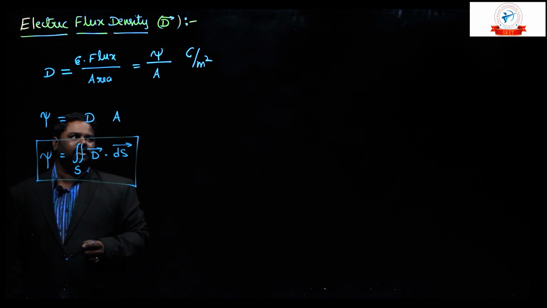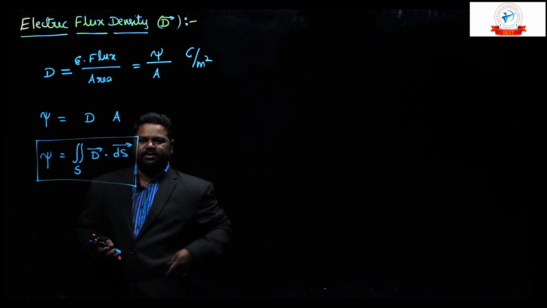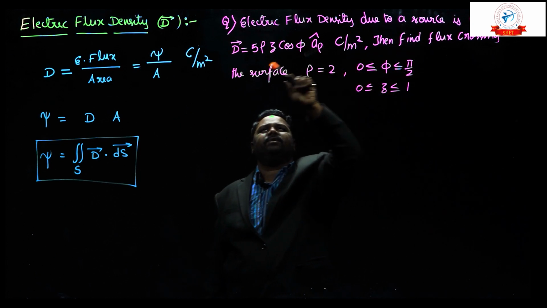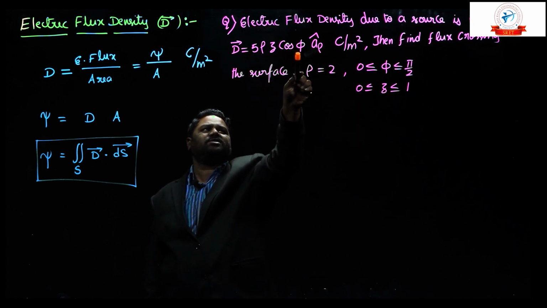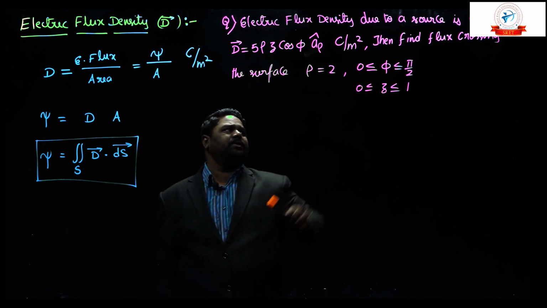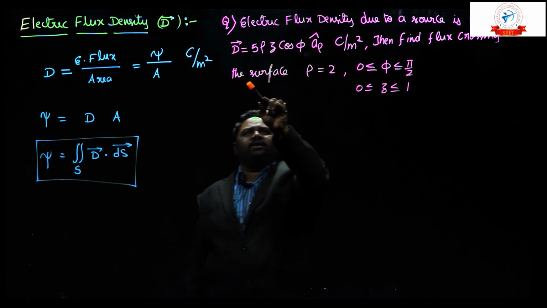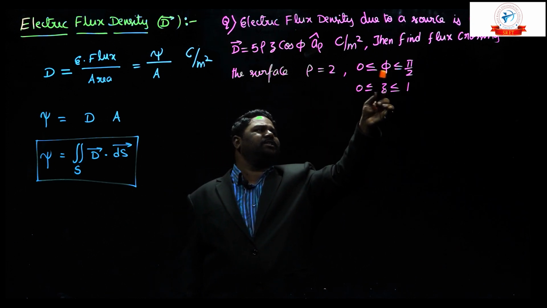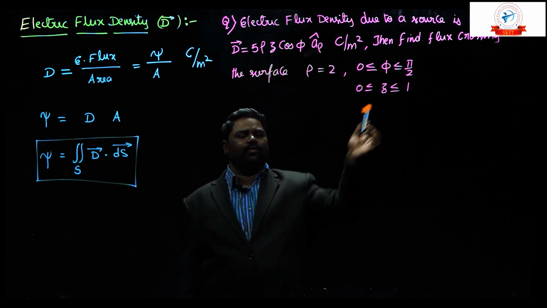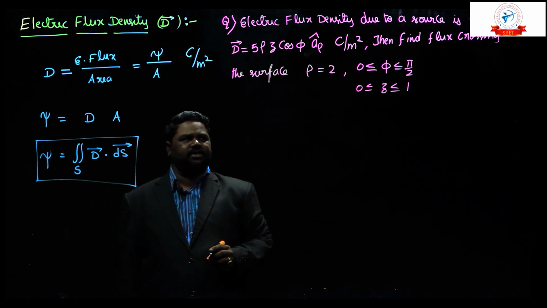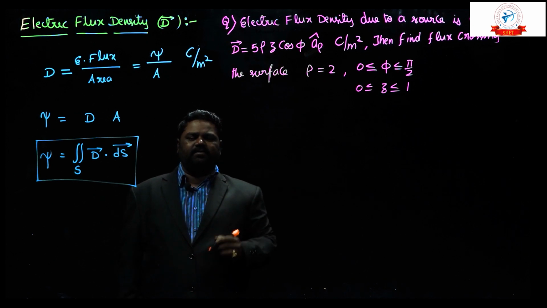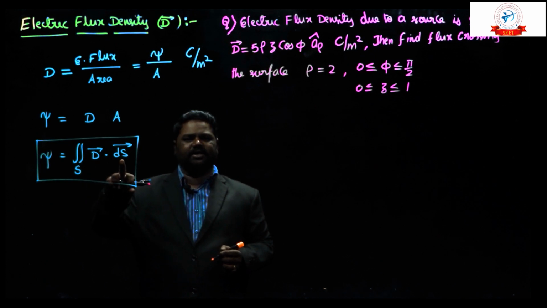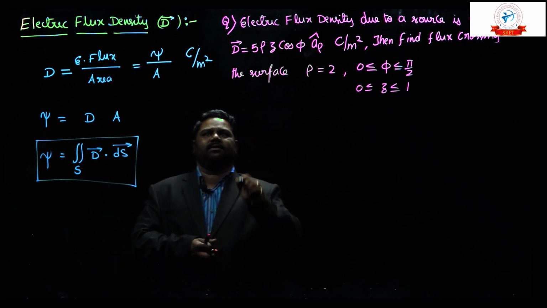Now let us see a question on this. Here the electric flux density due to a source is given by D bar equal to 5 rho z cos phi a rho cap coulombs per meter square. Then find the flux crossing the surface rho equal to 2. Under rho equal to 2, the surface limits are given: phi ranges from 0 to pi by 2, z ranges from 0 to 1. Simply we need to find the flux crossing the rho equal to 2 surface. But flux crossing any surface is given by psi equal to the surface integral of D bar dot dS bar. So let us find the answer.